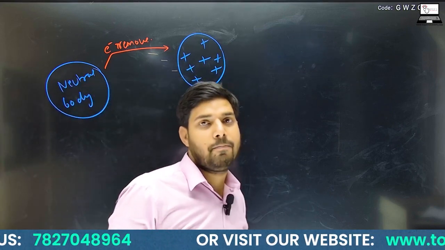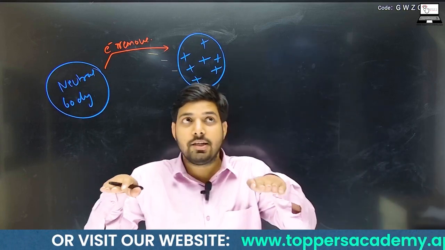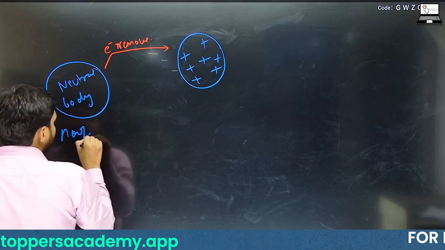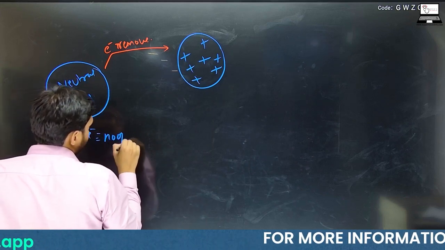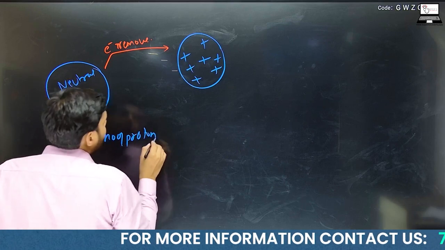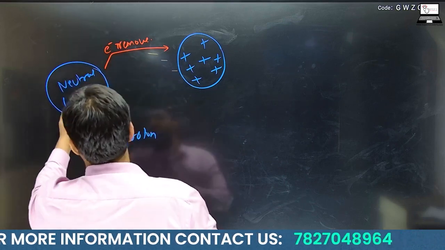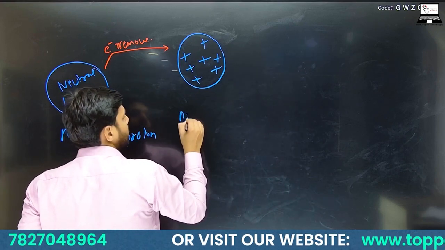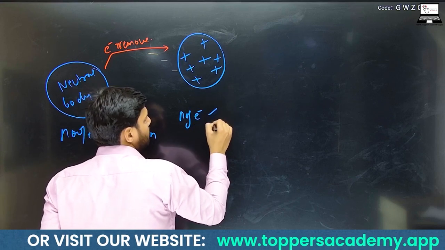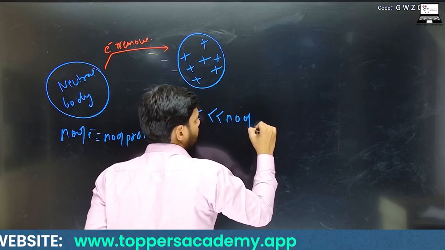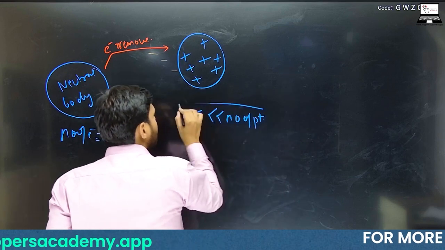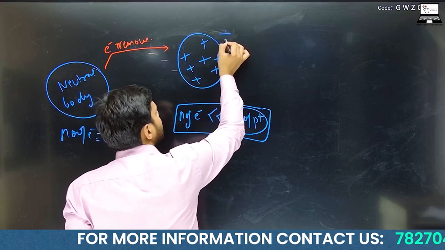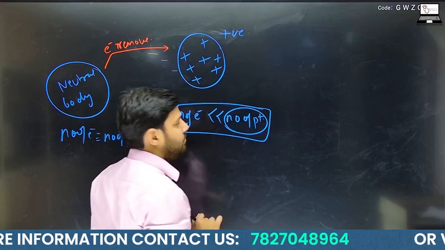If we remove electrons, what will happen? At initial state, here number of electrons were equal to number of protons. Okay, sir. But after removing the electrons, what just happened? Number of electrons become less than the number of protons. And if number of protons is greater, which means the body is positively charged.